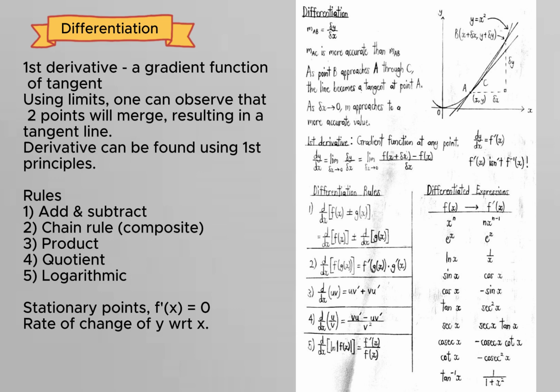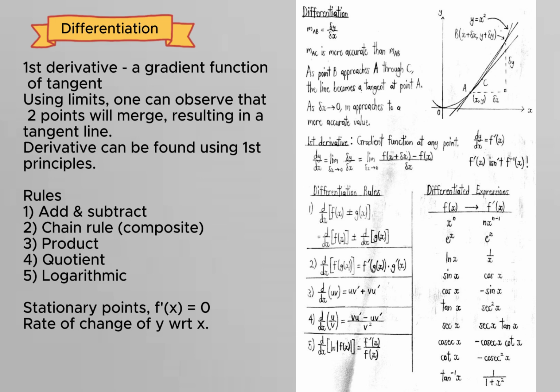Now we are into the topic of differentiation, and to do this we will have to look into the first derivative. So the first derivative will give you a gradient function of a tangent. Using limits, you can observe that two points along the line will merge into a single point, and this will give a tangent line. Derivatives you can see in differential expressions.